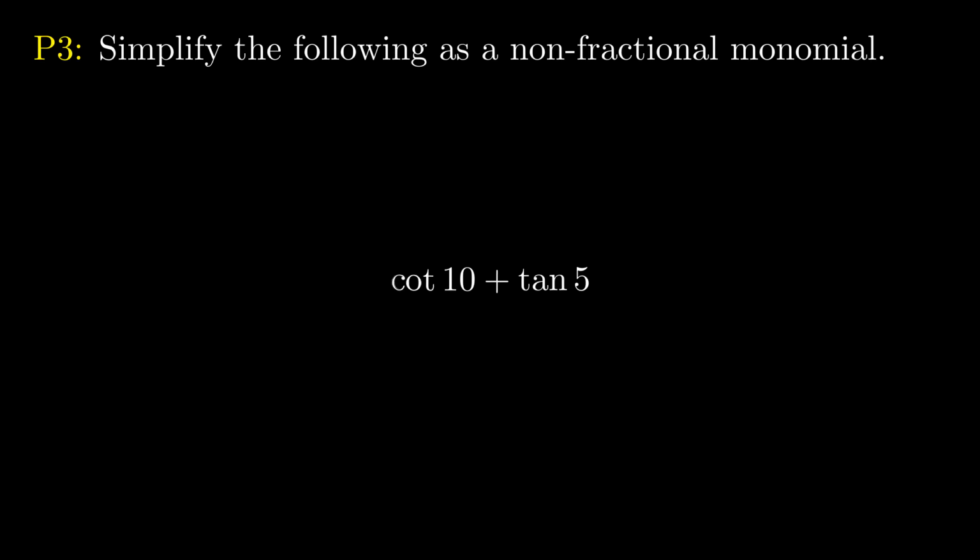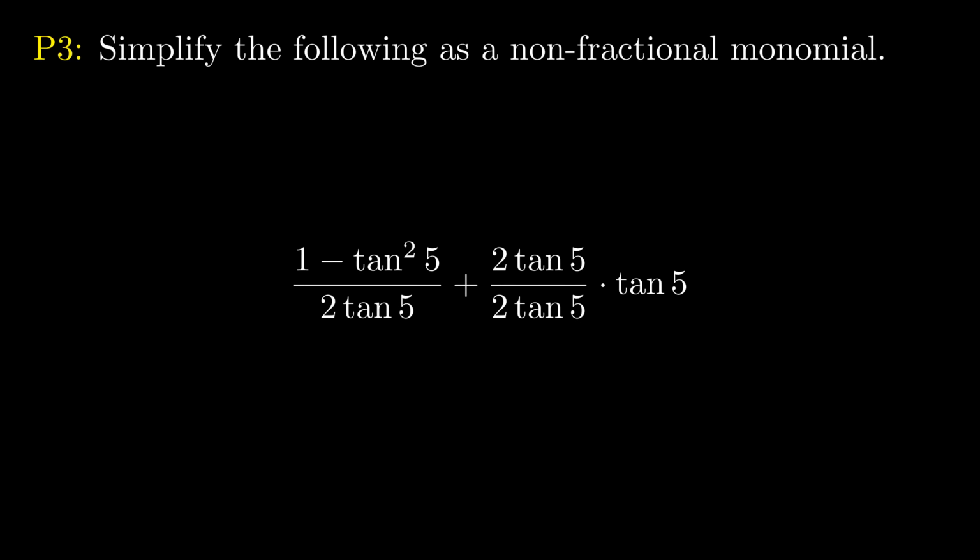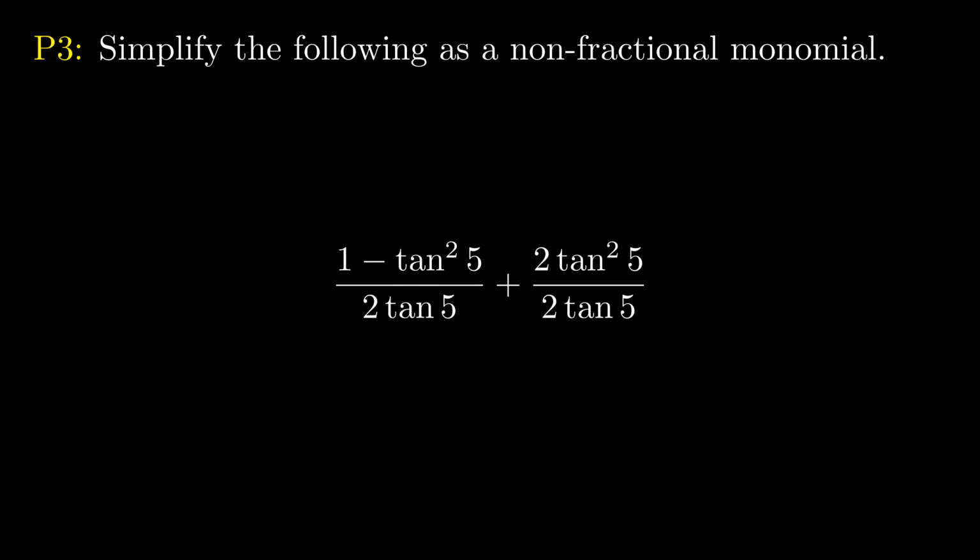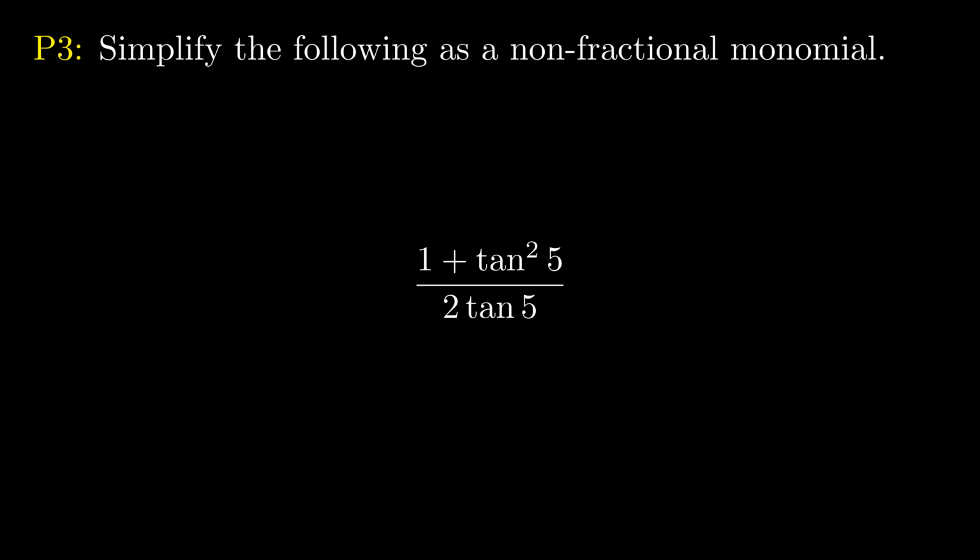So let's convert to tangent. Then we can apply tangent's double angle formula. We have a fraction of fractions, so let's simplify. And then we can combine with a common denominator. It looks like the top, 1 plus tangent squared 5 radians, could be used from the Pythagorean identity. 1 plus tangent squared 5 equals secant squared 5. So let's substitute the secant squared 5 and see if we can cancel anything out.